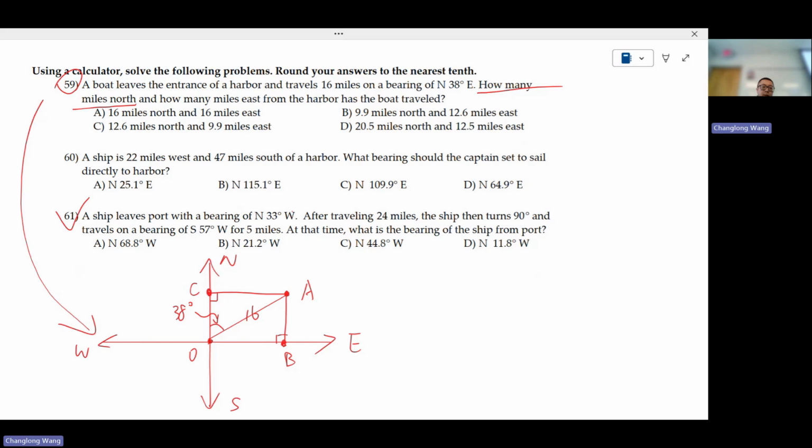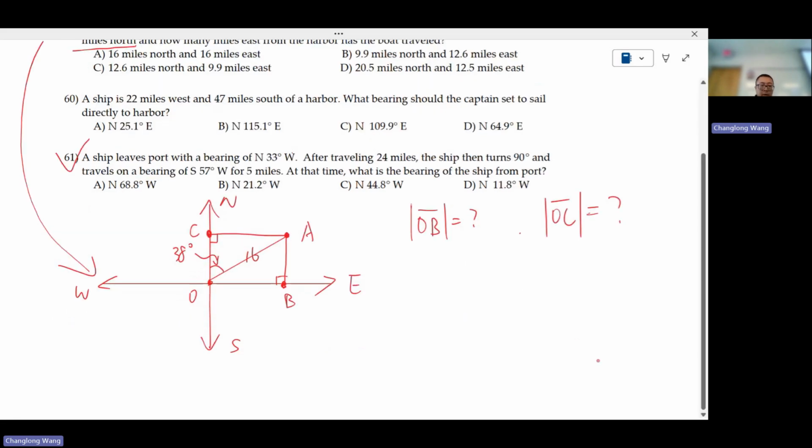And it turns out that the distance from O to B is what they mean by the distance in miles to the east of the harbor, right? And OC is the distance in miles to the north. Therefore, you're just finding what is OB and OC. So now we have transformed this word problem into a geometry plus right angle trig kind of problem.